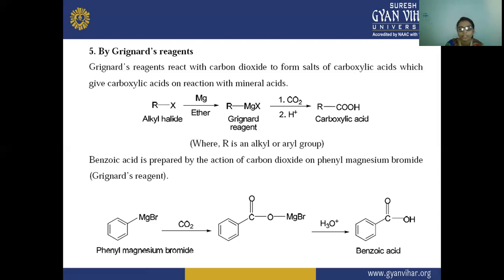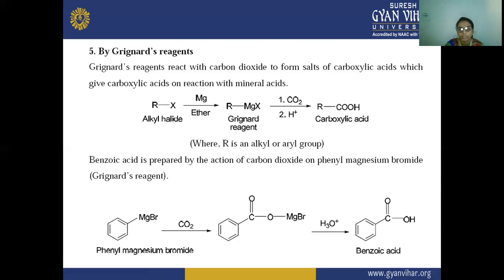That is your phenyl magnesium bromide. After that it is reacted with carbon dioxide, and from this carbon dioxide there is an attachment of the C double O group on this phenyl ring, and an intermediate is formed here.